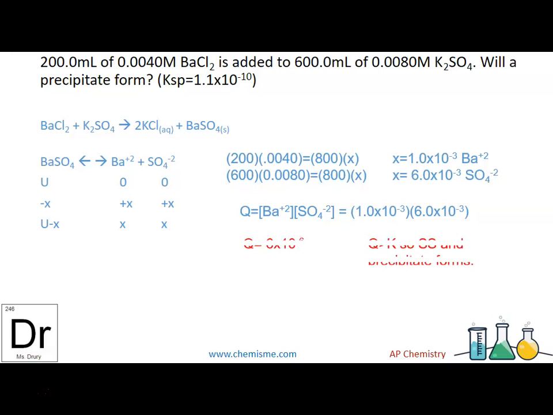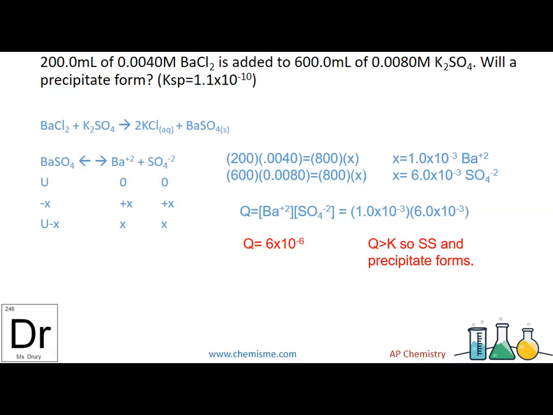I plug them in, I multiply them across. The Q came out to be 6 times 10 to the minus 6, and for our last point, we need to go back and compare that to KSP. So again, the Q is way bigger than the KSP because minus 6 is bigger than minus 10. And so again, because the Q is so much bigger than the K, a precipitate is going to form.